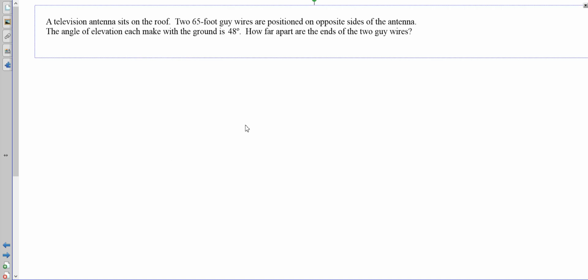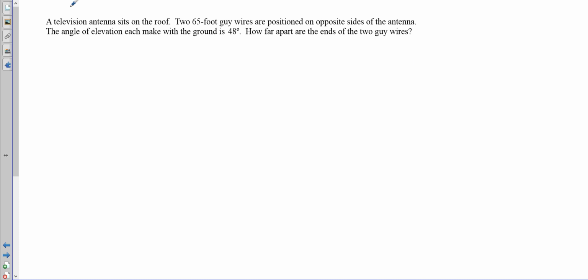Welcome back. What we're going to do is go through another application of law of sines and law of cosines. And here we go, it's the old television antenna sits on a roof problem. You got it. So what we have is a television antenna sits on a roof, and two 64-foot guy wires are positioned on opposite ends of the antenna.